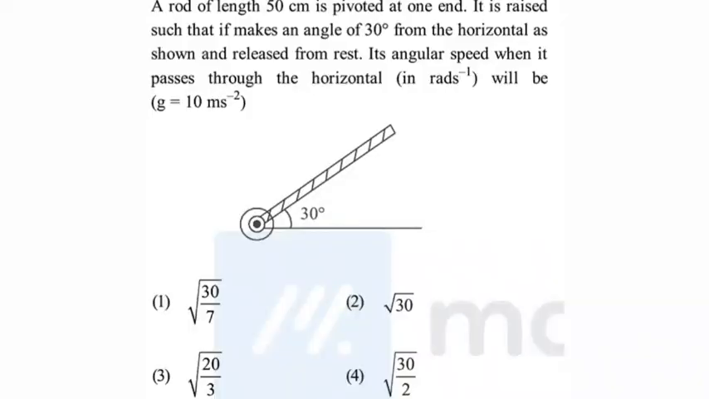A rod of length 50 cm is pivoted at one end. It is raised such that it makes an angle of 30 degrees from the horizontal as shown and released from rest. Its angular speed when it passes through the horizontal will be: the options are first, square root of 30 by 7; second, square root of 30; third, square root of 20 by 3; fourth, square root of 30 by 2.